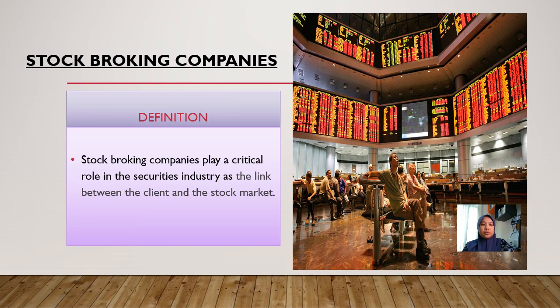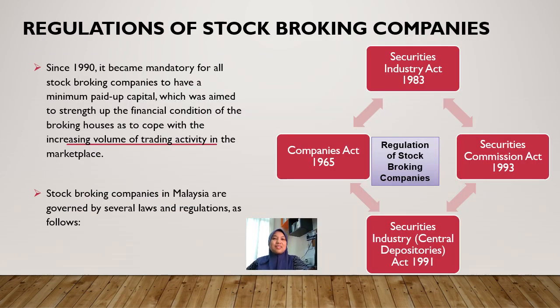Alright, so now we go to the stockbroking companies. Stockbroking companies play a critical role in the securities industry as the link between the client and the stock market. Recall the financial market participants. We have brokers, right? So brokers here means stockbroking companies or participating organizations. These are the regulations of stockbroking companies.